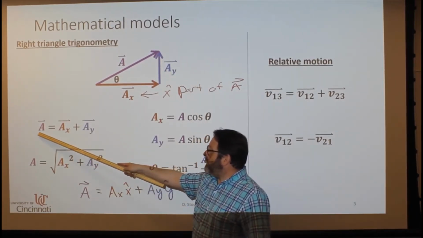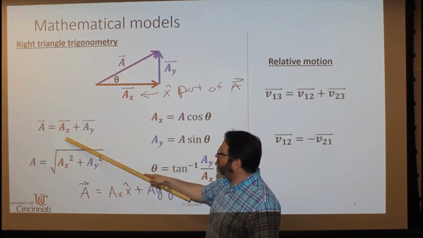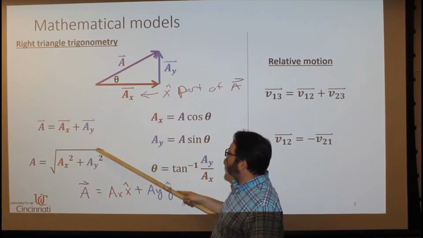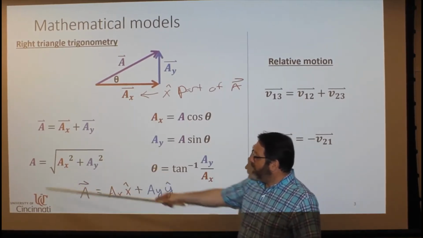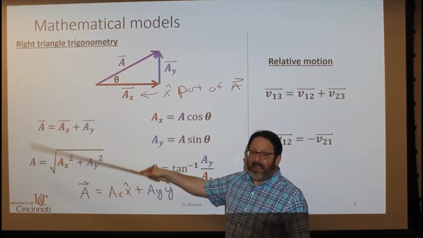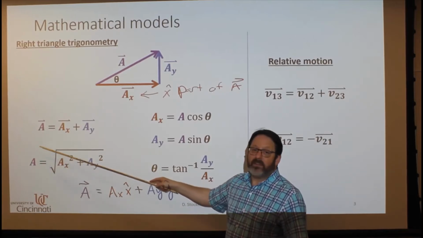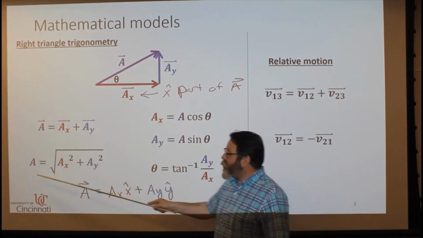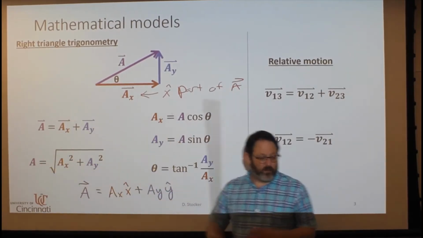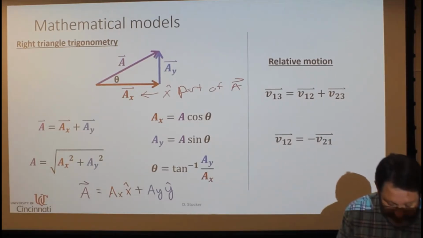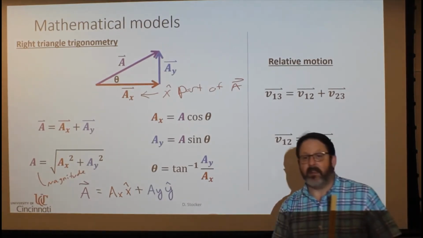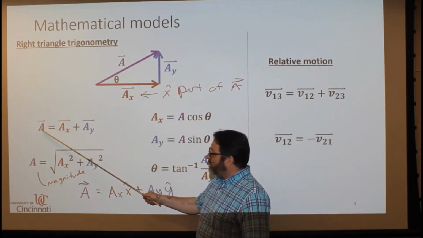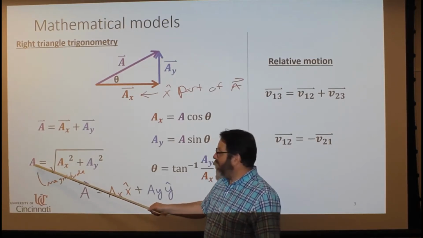So mathematically, A, this thing, equals AX plus AY. That's what this equation says. Here we have an A. It's the same A, but there's no vector symbol over the top of it. What that means is this is a scalar. Without the vector symbol on top, that means it is the magnitude of A. So this is the A vector, and this is the magnitude of the A vector.